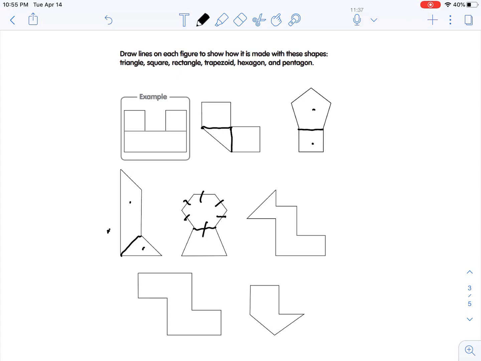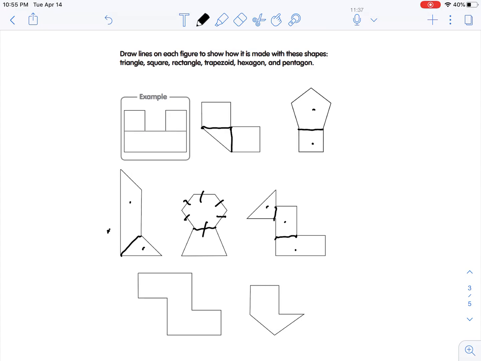And then, I'm going to draw 2 lines in on this shape. What ones are you going to do? I'm going to let you go first. All right, I'm going to do a line here, and then I'm going to do a line here. What did you get? I got 2 rectangles and 1 triangle.